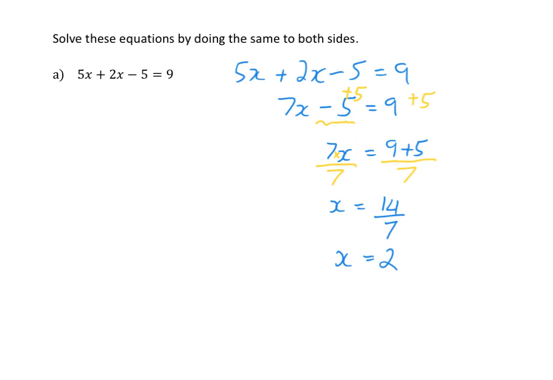So that's an example of how we can collect like terms, simplify, and then apply inverse operations to get our unknown variable by itself and determine its value within a linear equation. Let's have a look at another example.